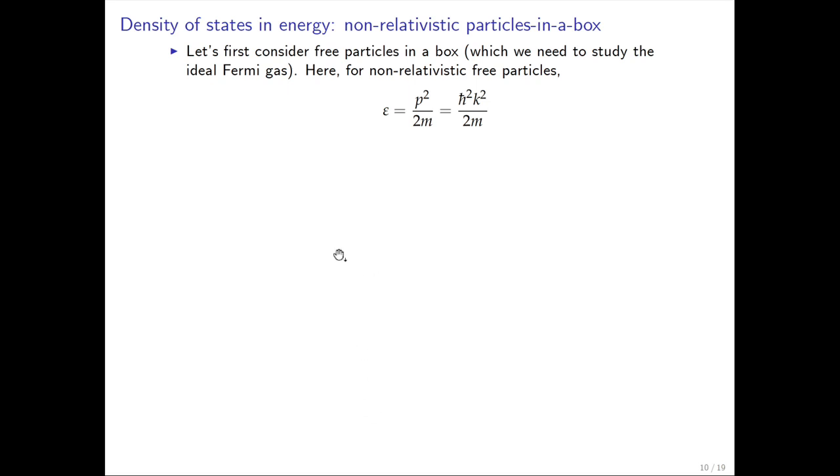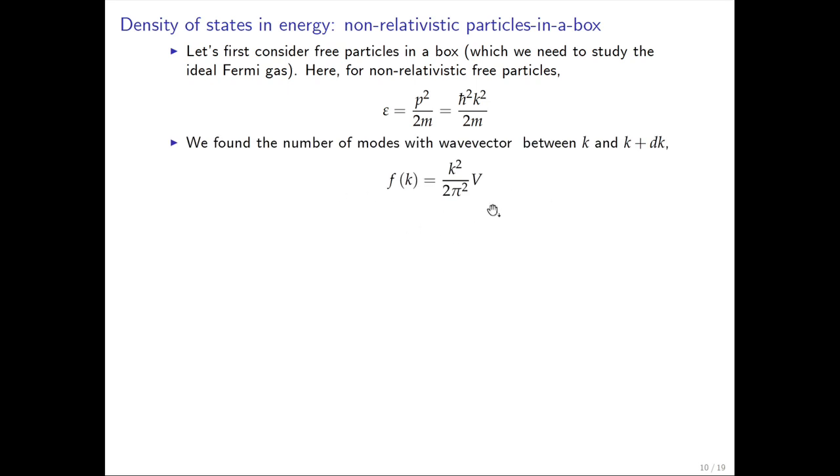And so that's easy. So let's consider free particles in a box, which, as opposed to photons, we'll consider actually non-relativistic free particles. And we know the relation for this. For non-relativistic free particles, the energy is the momentum squared divided by 2m, p squared over 2m. And p is h bar k, where k is the wave vector. So here we have the relation epsilon equals h bar squared k squared over 2m. And so this allows us to start.